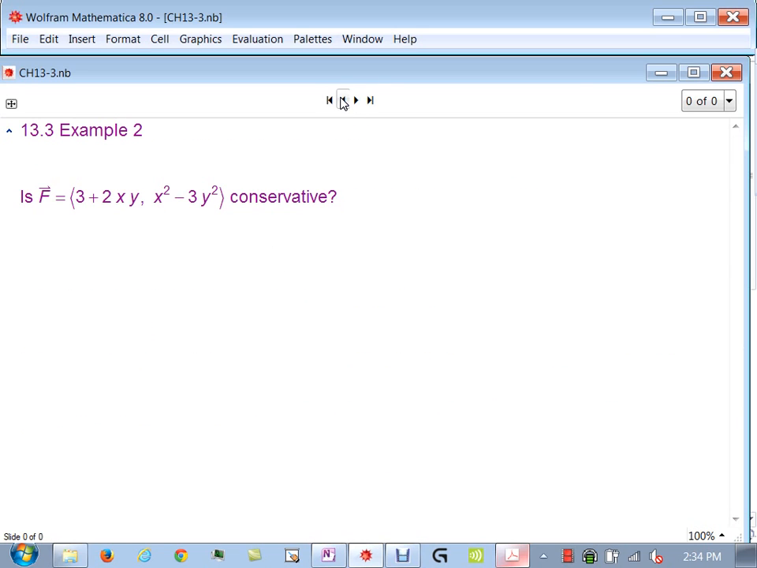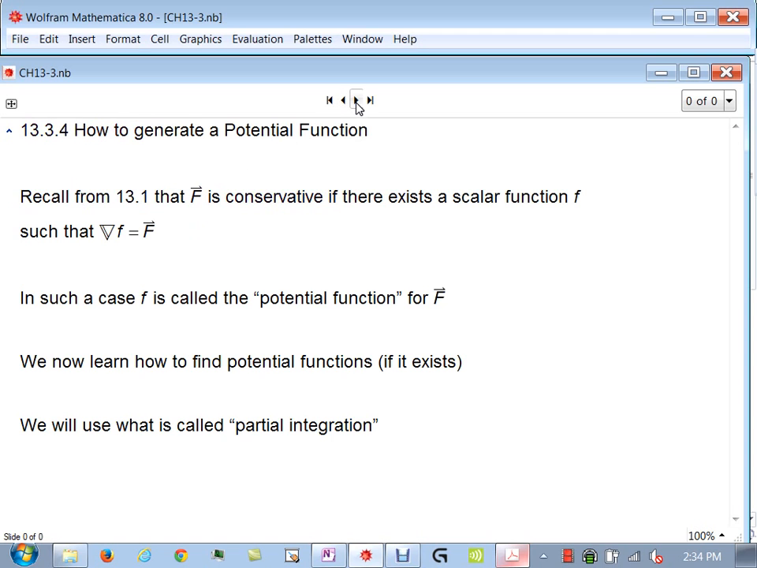This is the one I skipped. Let's just check it real quick. This is P, this is Q. Oh, you're already giving it to me? Okay. The partial of P with respect to y is 2x. The partial of Q with respect to x is 2x. It's conservative. The next note says, recall that F is conservative if there exists a scalar function f such that the gradient of f is F. So we already know this.